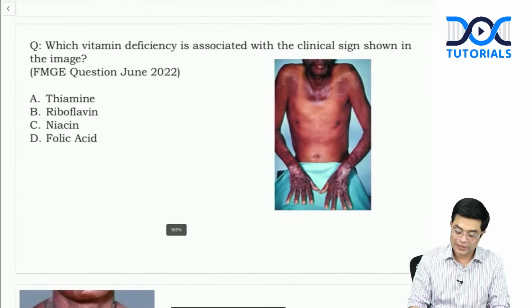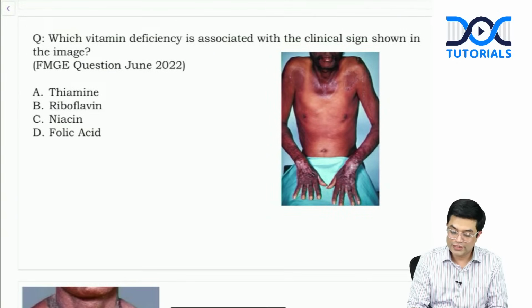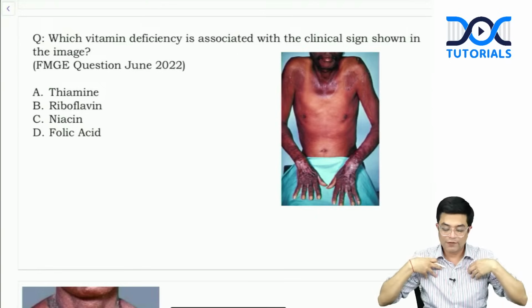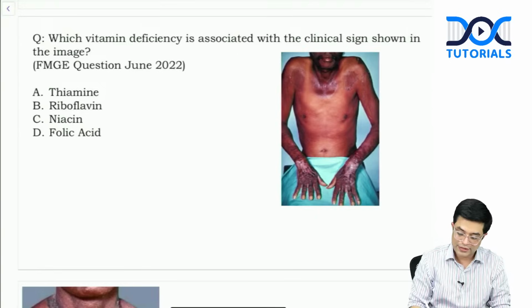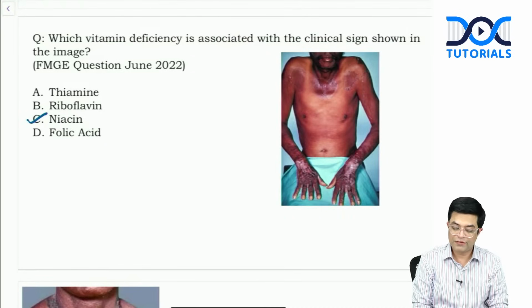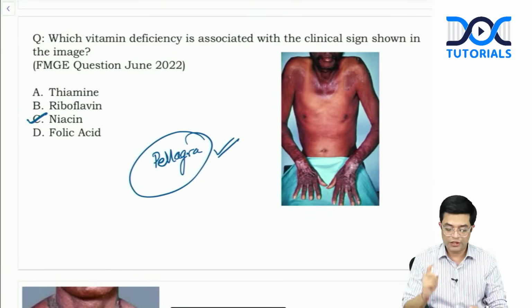Which vitamin deficiency is associated with the clinical signs shown in the image? What is visible here? You can see a photosensitive rash and there is also involvement of the peripheries. The covered part is usually not involved. This is the typical rash associated with niacin deficiency. So niacin deficiency, option C, is the answer. This patient is suffering from pellagra. This is a typical example of pellagra, June 22 question.